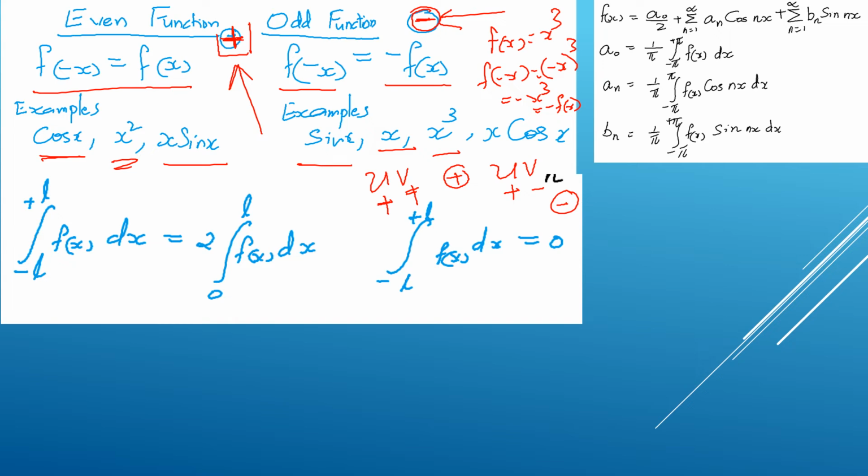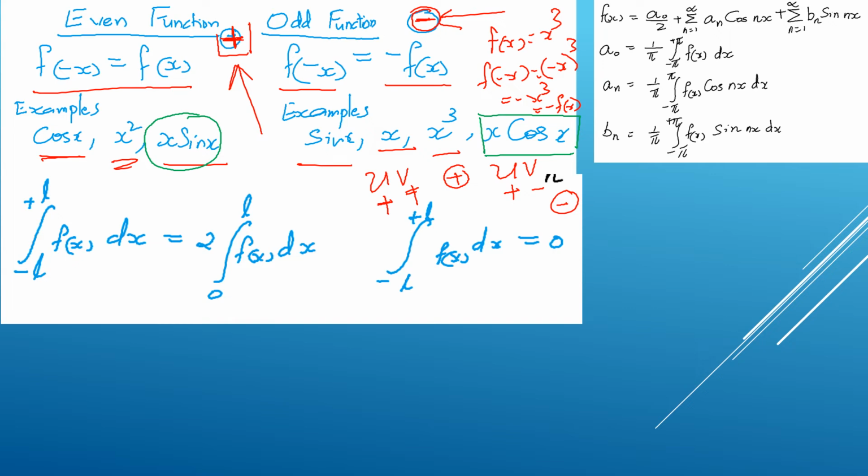Now check the function x sine x, whether it is even or odd. We know that x is an odd function. Sine x is also an odd function. So for x sine x, odd into odd gives an even function. So x sine x is an even function. In the same way, check x cos x. We know that x is an odd function and cos x is an even function. So the product of an odd function and an even function results in an odd function. So x cos x is an odd function.